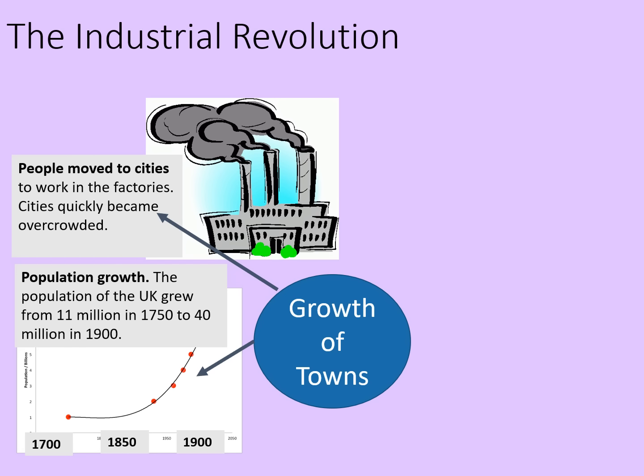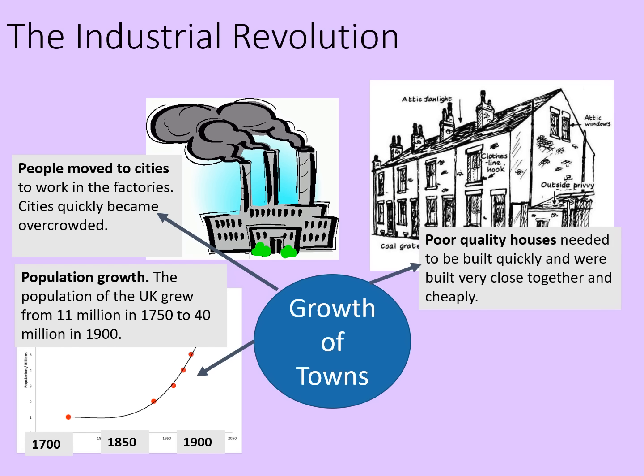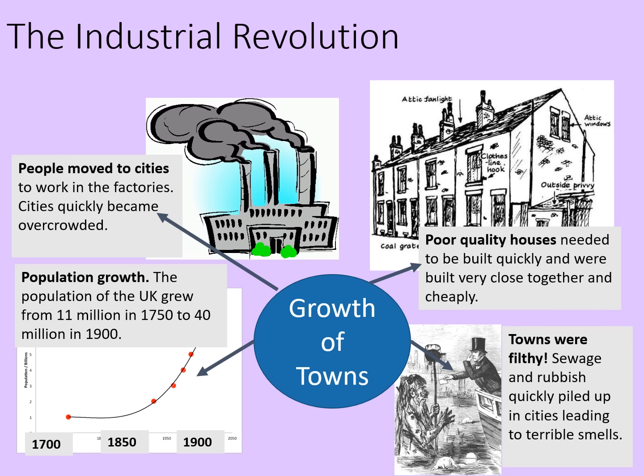People tended to move to cities to work in factories, and those cities quickly became overcrowded. As a result, there was poor quality housing. This needed to be built quickly, and they were built very close together and very cheaply. And towns were filthy. Sewage and rubbish quickly piled up in cities, leading to terrible smells and, as we'll see, disease. Ultimately, the cities grew too quickly for them to cope. The government initially was very against doing anything about this, but times soon changed.